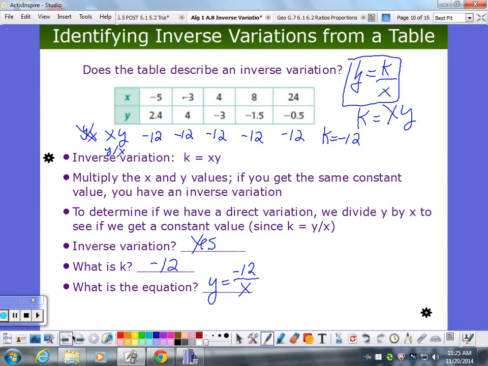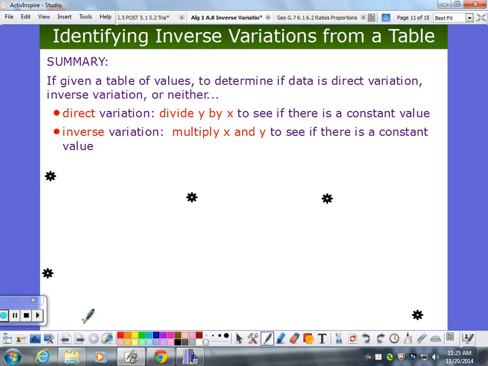All right. Let's see if we can do some more of these. Let me go through a little summary here. If you're given a table of values, determine if the data is a direct variation, an inverse variation, or none of those. For a direct, you divide y over x and you should get the same number every time. If that's true, that y over x is your k, and y equals kx is your equation. If that doesn't work, try multiplying x times y. If you get the same number, then it's an inverse variation, that's your k, and it's y equals k over x.